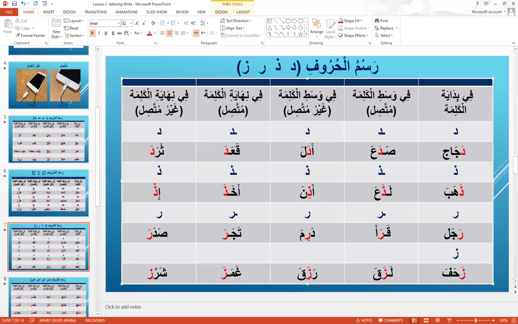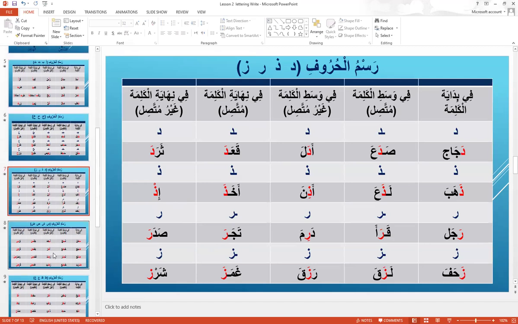So zai في بداية الكلمة is going to be written like this. Then في وسط الكلمة متصل is going to be written like this. Then it's going to be written normally at the middle of the word, not connected. Then زي في نهاية الكلمة متصل, so it's going to be written like this, then connection. Then زي في نهاية الكلمة غير متصل is going to be written like this. So when you cross-check the examples beneath each alphabet and its example, you see that the same way it has been written is the same way it has been written in the example.